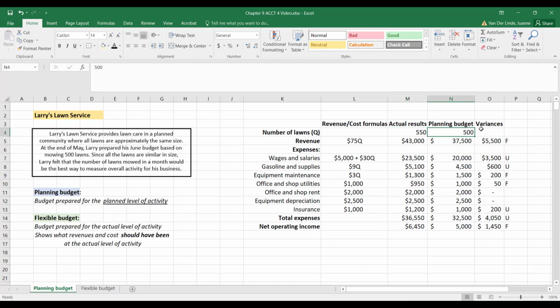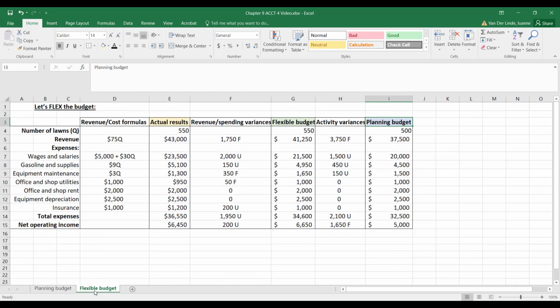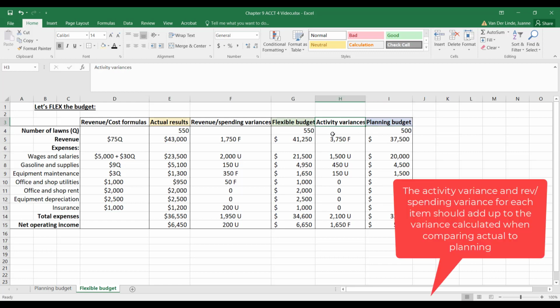A different activity level for what we planned for, and then a different activity level for what actually happened. So to better understand these differences, what we did here with the flexible budget is break down what part of those differences are due to differences in activity, and what part of those differences are the result of the company controlling costs well or not controlling costs well, and also maintaining revenue well or not maintaining revenue well. So this puts that into better perspective.